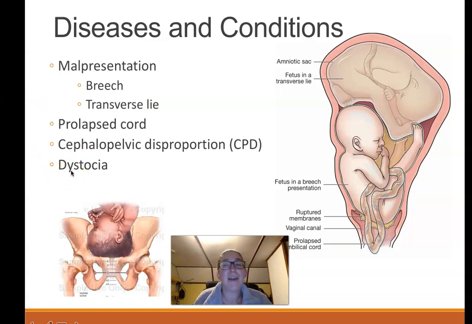Sometimes a fetus will push on the tailbone and actually break a woman's tailbone on the way out. That's dystocia. A very common form of dystocia is when the fetal shoulder gets stuck. So the head is out, but the shoulder is stuck. Super painful. That's called shoulder dystocia.